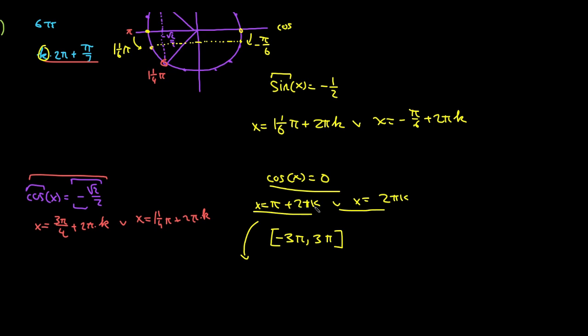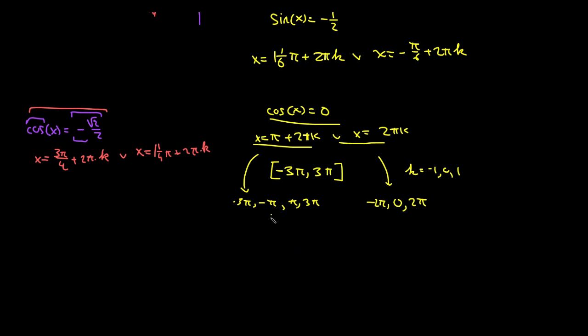So let's start with this one. When I have a -1 for k, I get pi minus 2 pi, which gives me -pi. And if I have -2 for k, then I get pi minus 4 pi, which is -3 pi. And 0 gives me pi, and then +1 gives me 3 pi. And this one gives me -2 pi, it gives me 0, and it gives me 2 pi. So I'm just filling in things for k to see what the resulting answer will be, right? And making sure they're in my domain. So these are my answers, and I'll just sort them like this. -3 pi, -2 pi, -pi, 0, pi, 2 pi, and 3 pi.